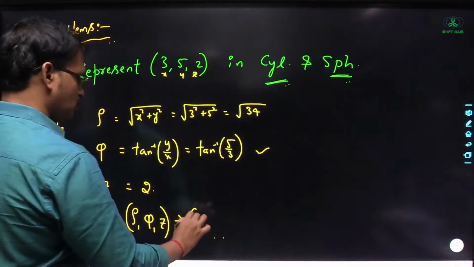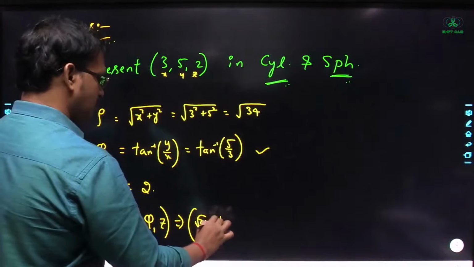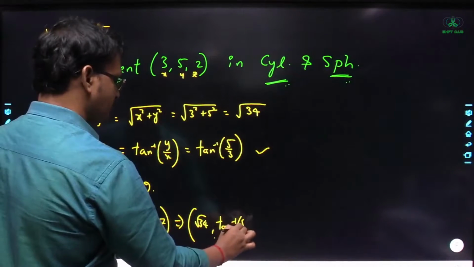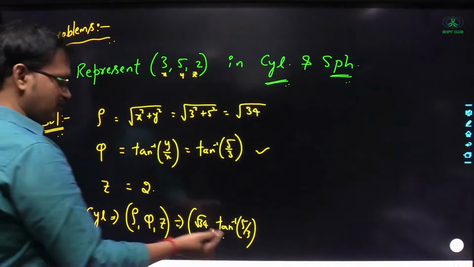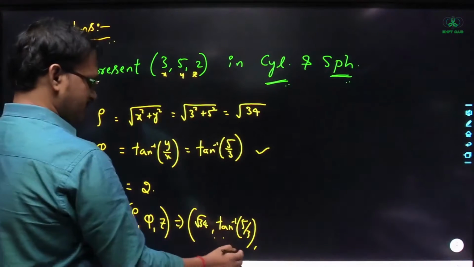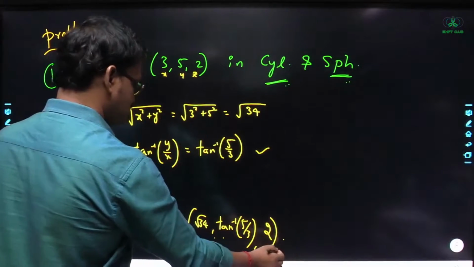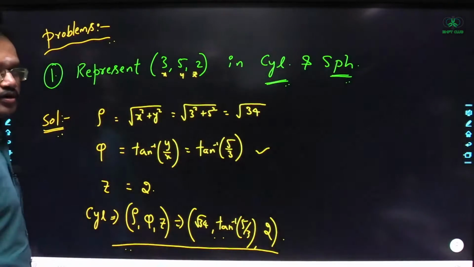It is nothing but root 34, comma, tan inverse of what? Tan inverse of 5 by 3. You can determine it in terms of degrees or radians, right? Tan inverse of 5 by 3, and the z value is 2. So this is in the cylindrical coordinate system.